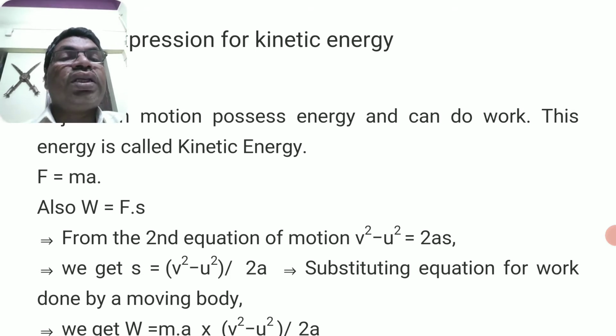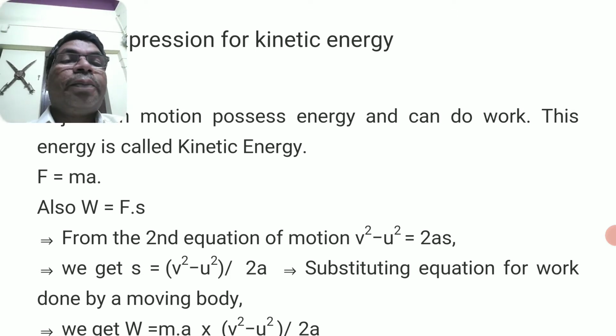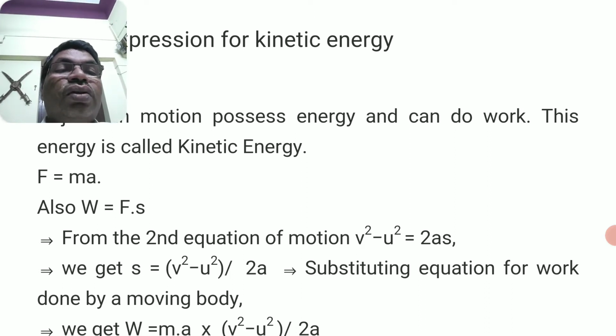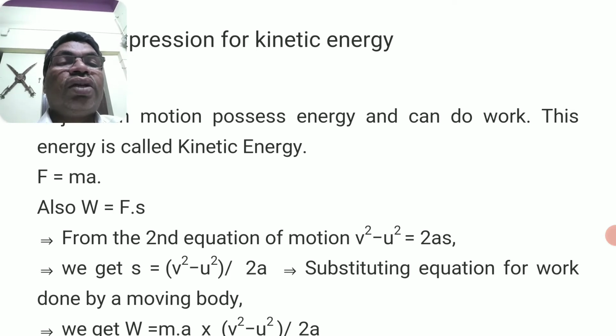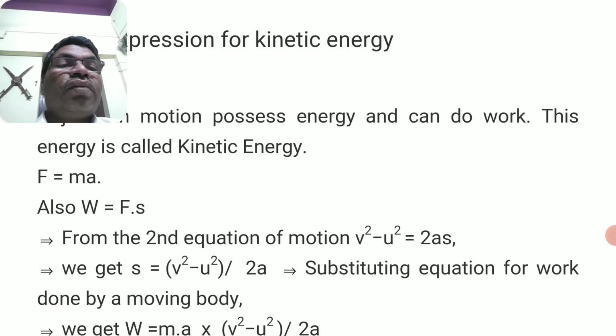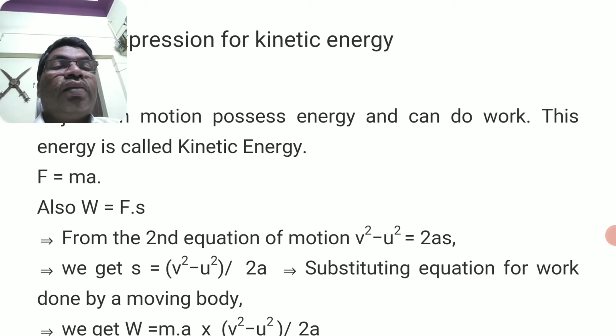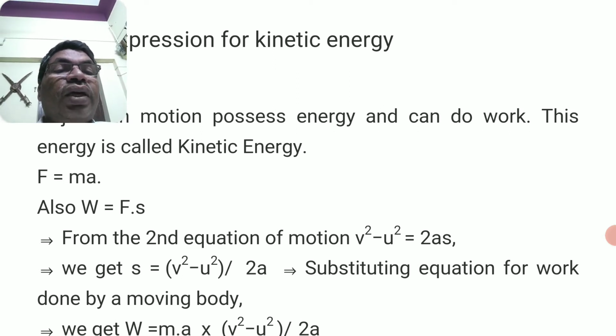We know F is equal to ma according to Newton's second law of motion. Also, from the first definition of this chapter, work done is equal to force into displacement. We know from the third equation of motion that v square minus u square is equal to 2as. Make s the subject. When you make s the subject, you get s is equal to v square minus u square by 2a.